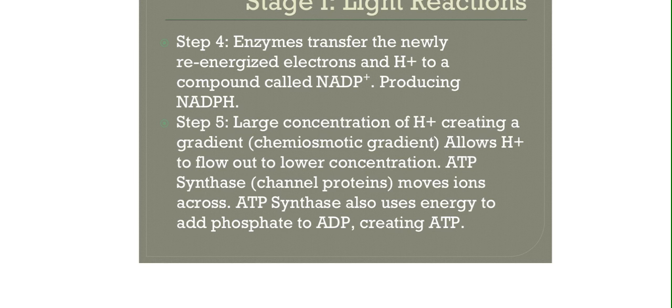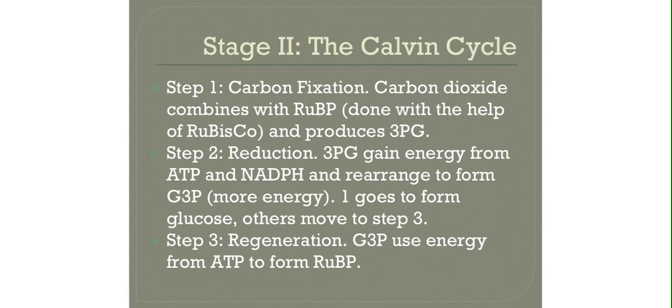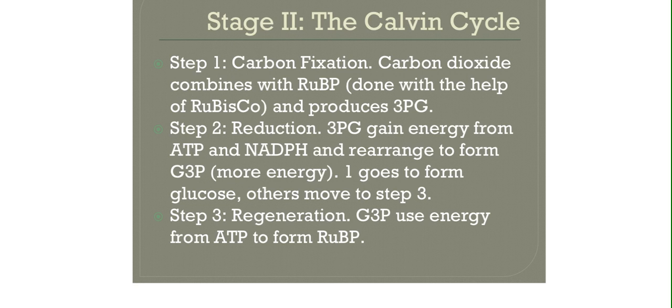ATP and NADPH will move on to the next stage, which is known as the Calvin cycle, and it will begin to make glucose. And that's what we're going to learn next. Stage 2, also known as the Calvin cycle. So again, there are quite a bit of steps here, so take a minute, pause the video if you need some time to just think about all of this.